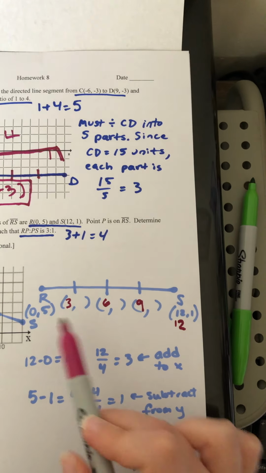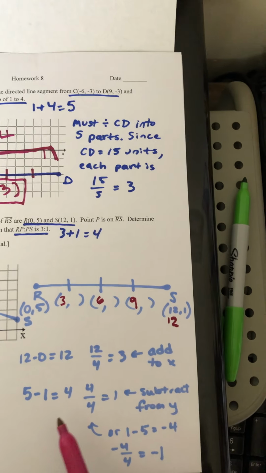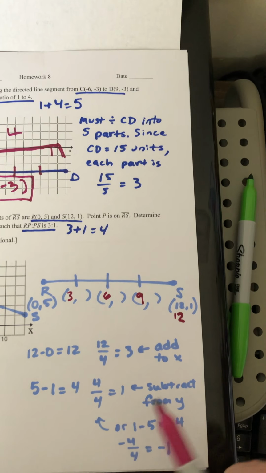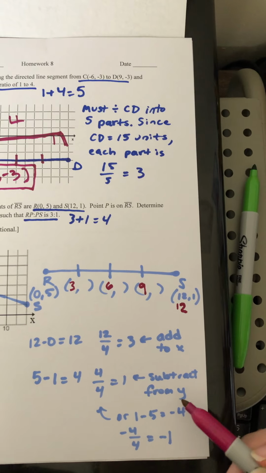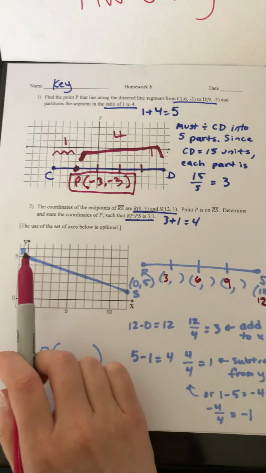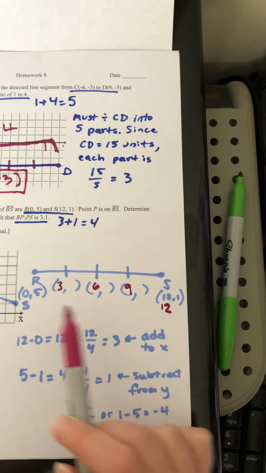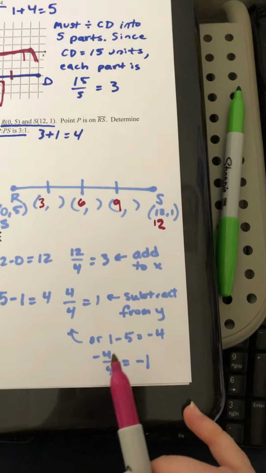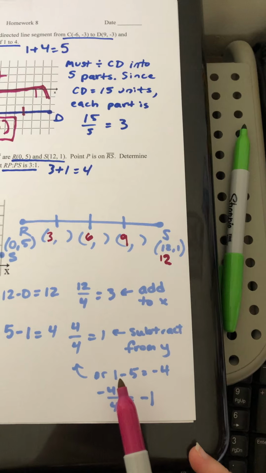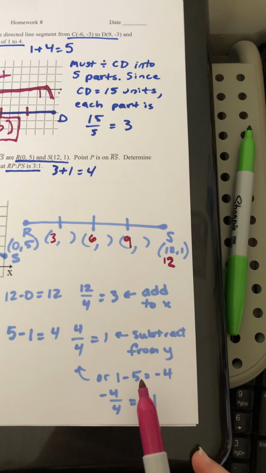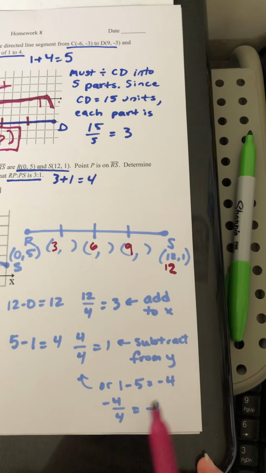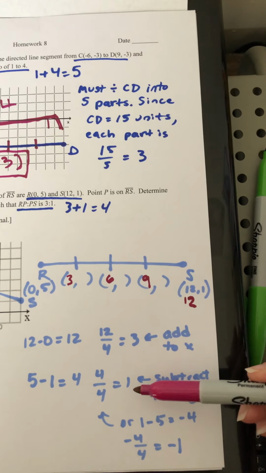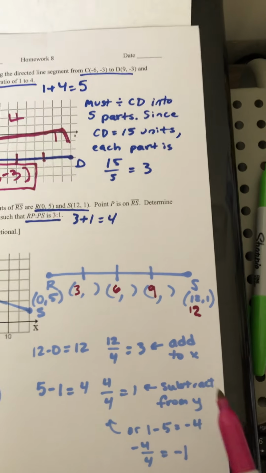Now, for the Y's, we take the 5 minus 1, and we get 4. 4 divided by the 4 pieces I want to break it into is 1. And the 1 actually is going to be subtracted from Y because the line segment is going downward, or from 5 to 1, we know that's decreasing. Some people like to do it more like this. You take the last Y, which is 1, and subtract the 5 from the beginning away from it. You get -4, and that way you see the negative directly. Or you can do it as I did in the beginning, where you notice, oh, 5 to 1 is negative.